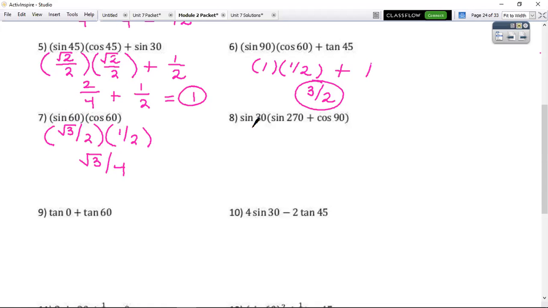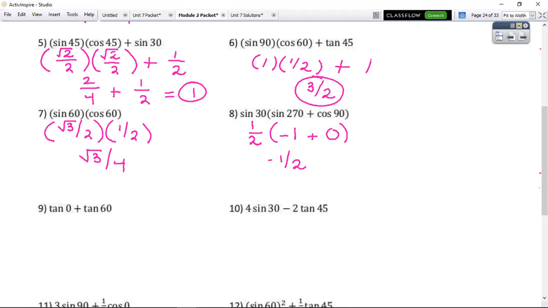So sine of 30 is a triangle, that's 1/2. But guys, what is the value of sine of 270? -1. And then what is the cosine of 90? 0, yep. So this is just equal to -1/2. Good. So far, nothing that's undefined and doesn't work. So far, so good. All right, down to number 9.